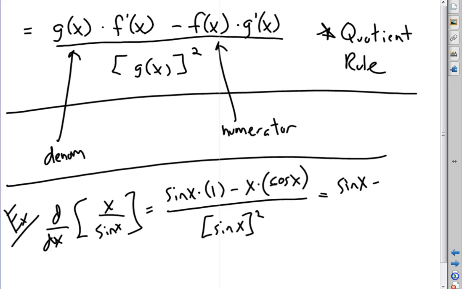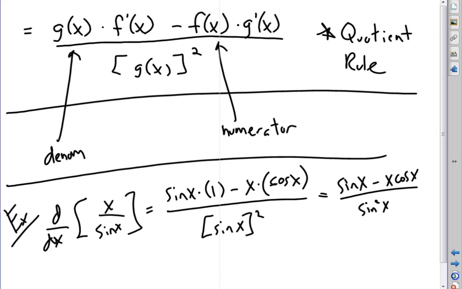And we can clean this up a little bit. Sine x minus x cosine x. And if you remember, when you're squaring a trig function, you can put that little square in between the trig function name and the x. So this would be sine squared of x. That's the same as this, sine of x quantity squared.